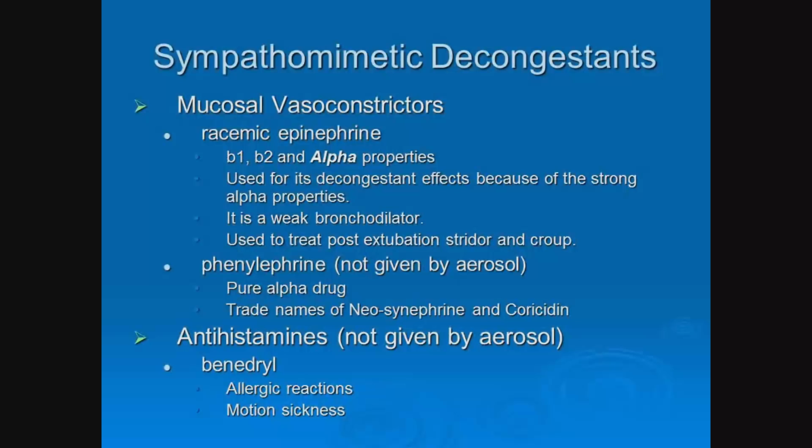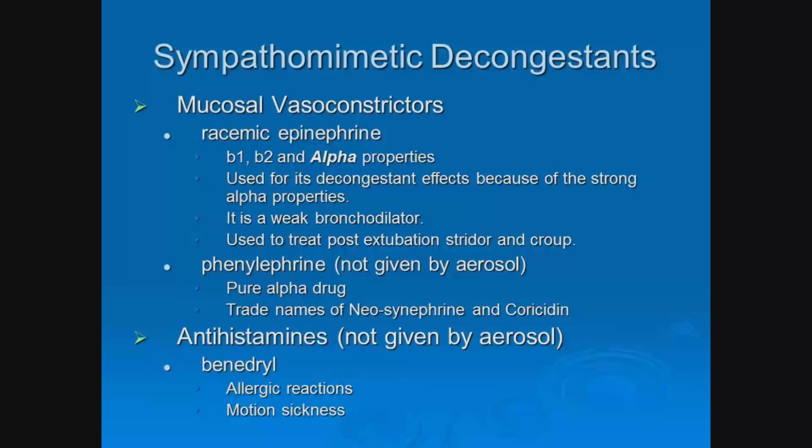Lastly, let me just mention some of the sympathomimetic decongestants. We talked about racemic epinephrine having that alpha effect, which allows us to reduce swelling that might occur with croup and stridor. There's also phenylephrine, which we're not giving as an aerosol, but is a vasoconstrictor, better known as Neo-Synephrine. It's pure alpha. You've got a runny nose, it'll take care of it. It'll vasoconstrict, as you all sniffed at exactly the same time. Thank you very much.